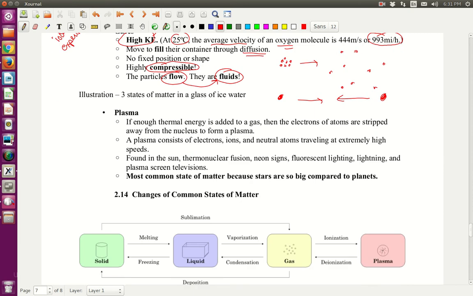Plasma. So we'll illustrate the three states of matter in a glass of ice water real quick in a minute. So I'm just going to draw it off to the side here. We have a glass of water. We'll have a liquid contained inside of there.